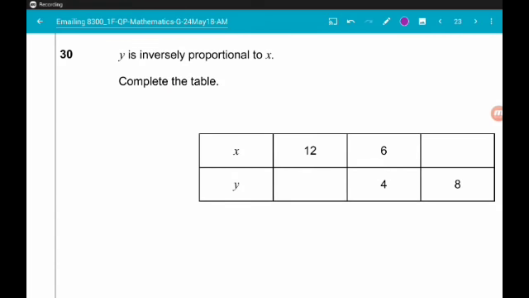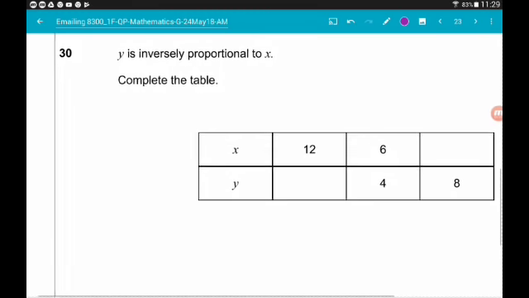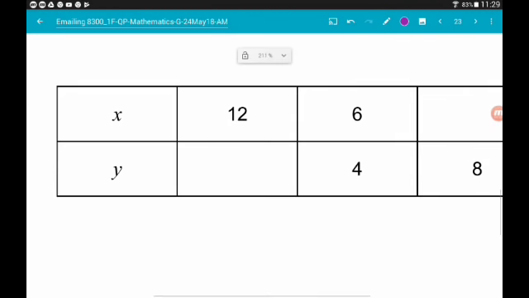Question 30. Y is inversely proportional to x. So we met this earlier with the painters. If things are inversely proportional, it means as one of them gets bigger, the other gets smaller. So for example, if y doubles, x would half. If x doubled, y would half. So we want to fill in this table.